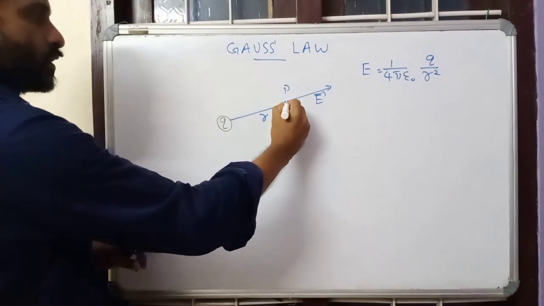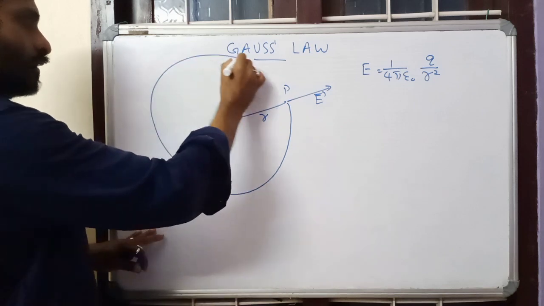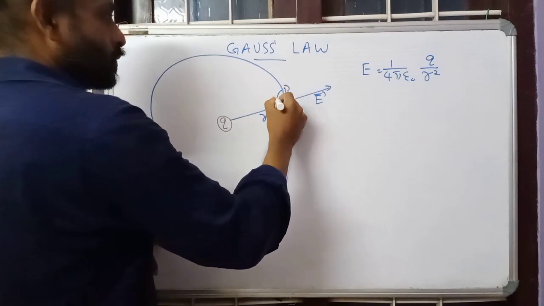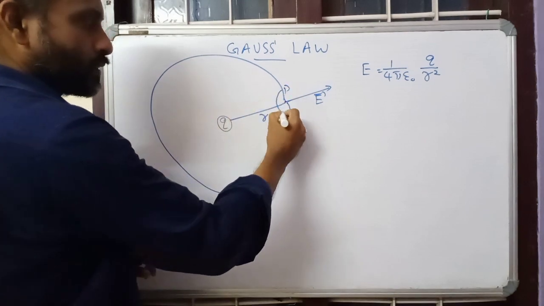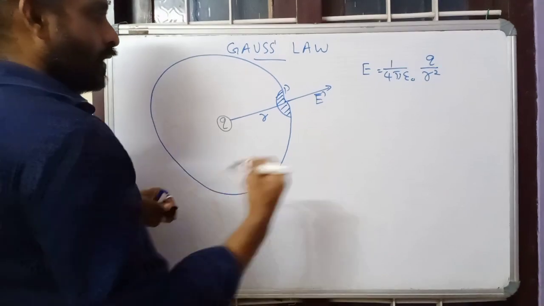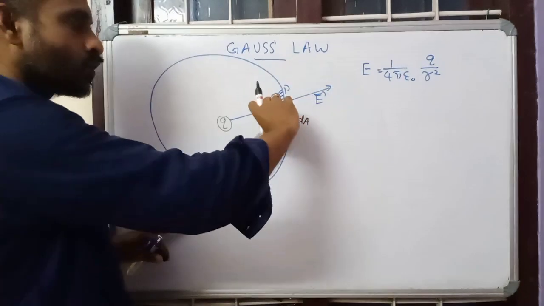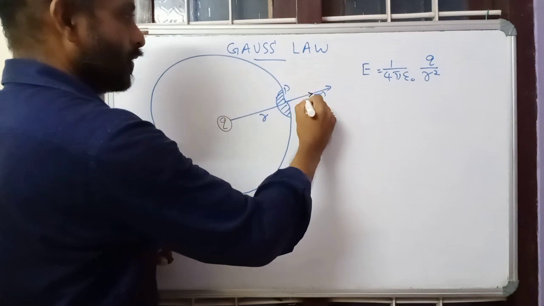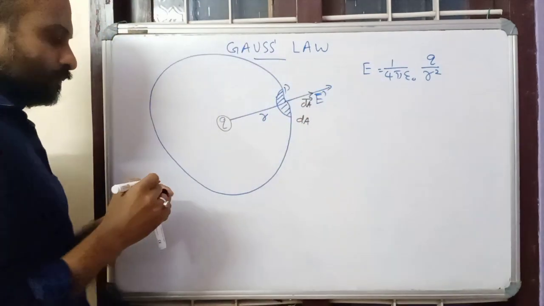Now we are going to consider a closed surface. For simplicity, let us take a sphere of radius r. I am going to consider a small area of the surface surrounding the point P. We can take the value for the small area dA, and I need the area vector. The area vector is always perpendicular to the area. So if this is the small area, this will be the area vector dA. This is the electric field vector. Both are in the same direction here.